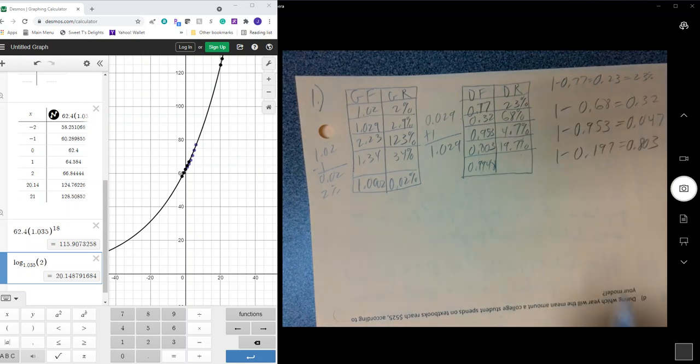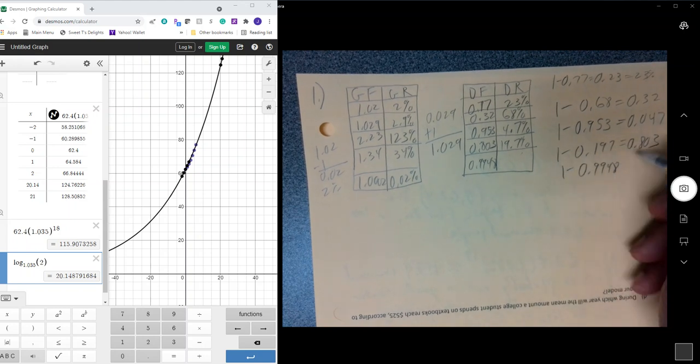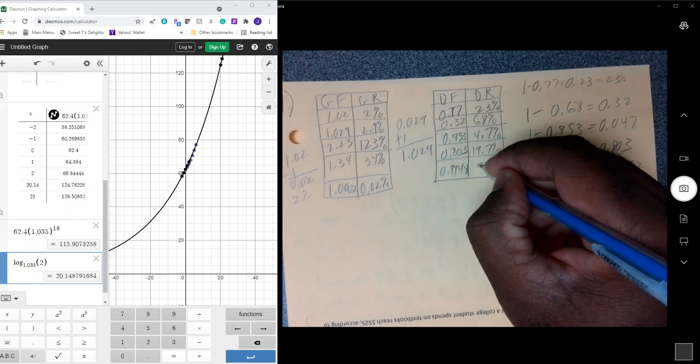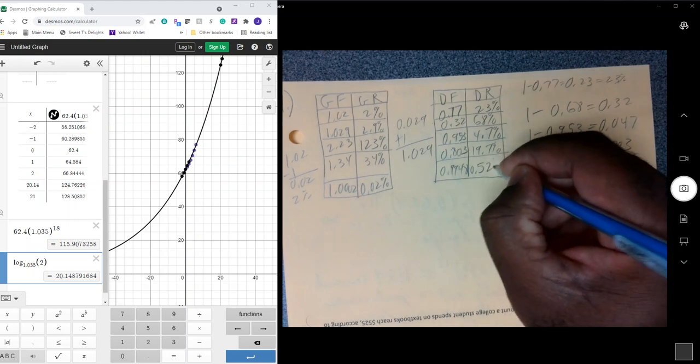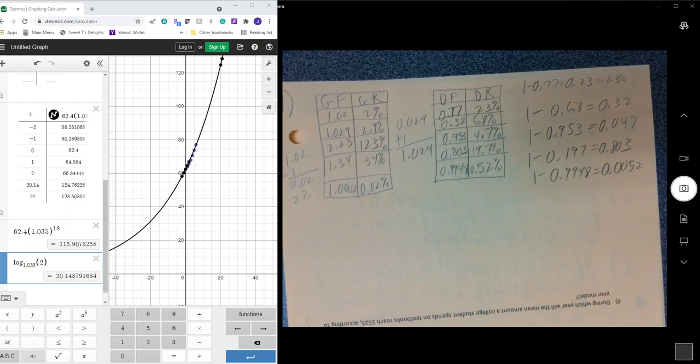So that will be our decay factor, 0.803. And then finally here, we'll take 1 minus 0.9948, which will give us 0.00052. Move that decimal 2 places to the right, and that'll give us 0.52%. All right, now that took care of problem number 1.